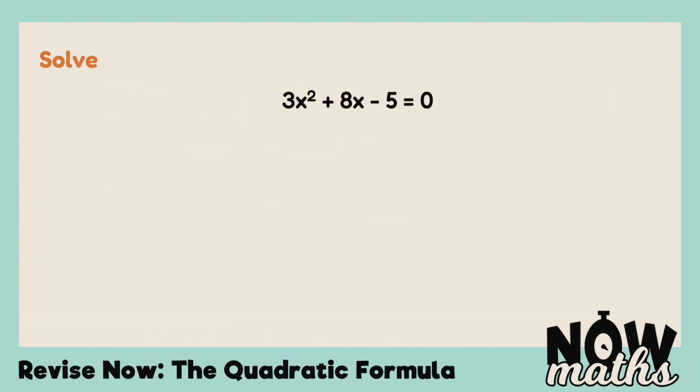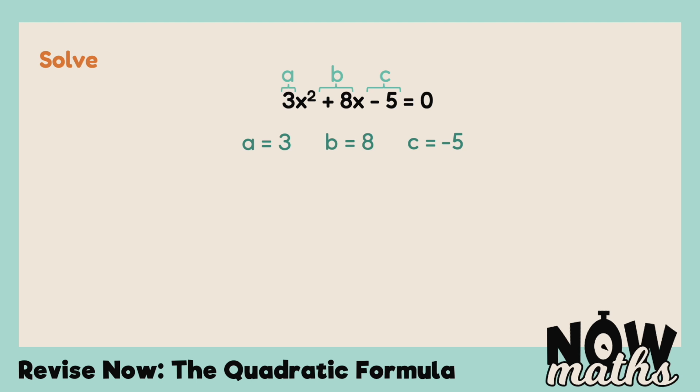Let's have a go at a second example. So this time we're going to solve 3x squared, add 8x, subtract 5 equals 0. Again, the first thing we need to do is label our values of a, b and c. So a is the x squared coefficient, which is 3, b is the x coefficient, which is 8, and c is the constant, which is negative 5. And it's really important to recognise that the constant is a negative number.